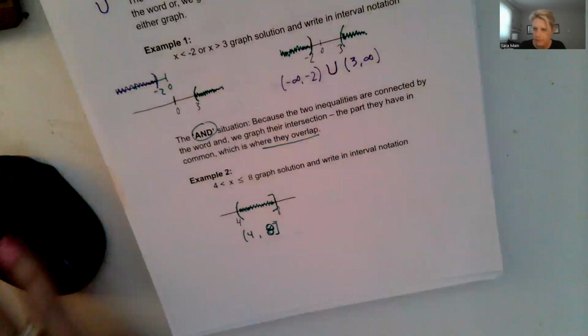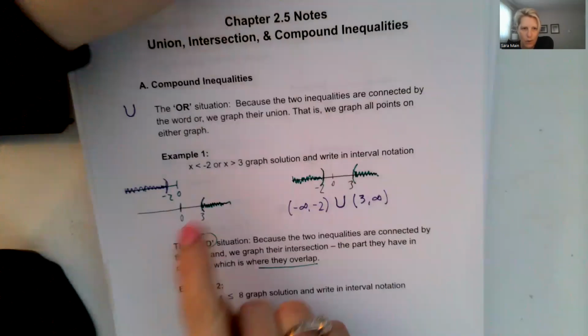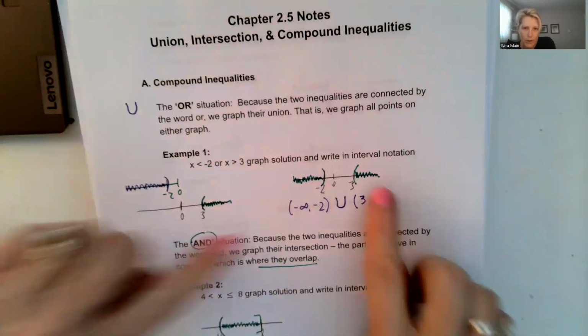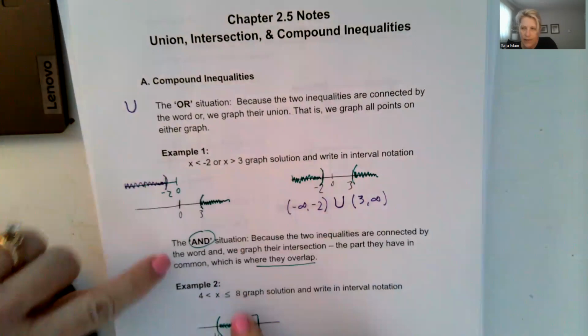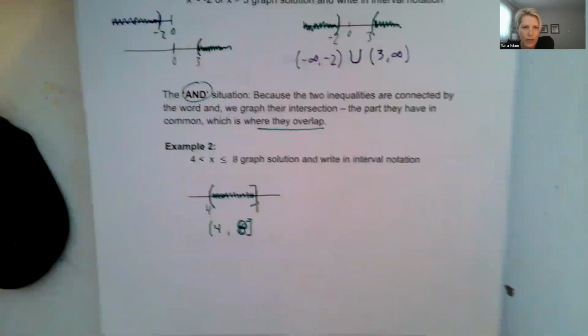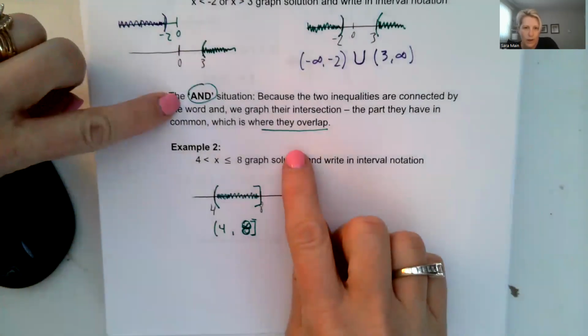Good morning. We are going to finish up a little bit from 2.5, just a good refresher on the union, intersection, and compound inequalities. I'm going to share my screen for you. And this is where we were. We were talking about the OR situation, where we include the solution for all inequalities, and the AND solution, which is where we include only where the inequalities overlap.